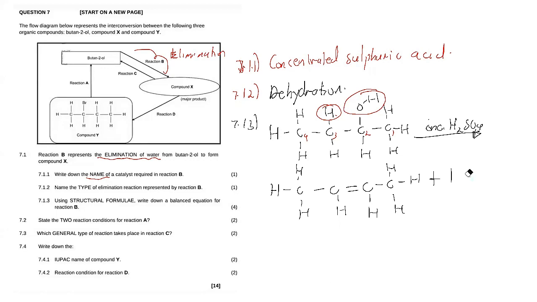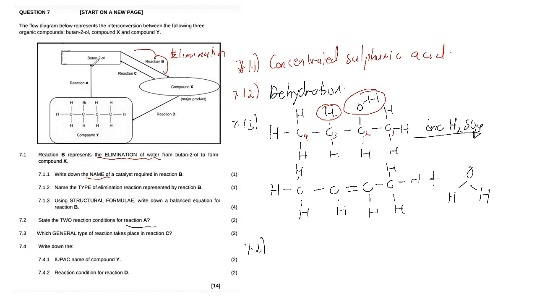So we can even write our inorganic byproduct in the form of structural formulae. It will be like this. But then even if you write H2O, it's not much of a problem, I guess. Then 7.2 says, state the 2 reaction conditions for reaction A. Where is reaction A? It is this one here.